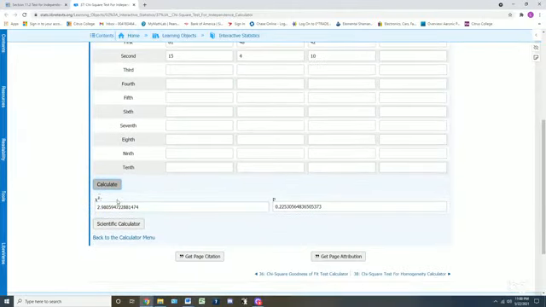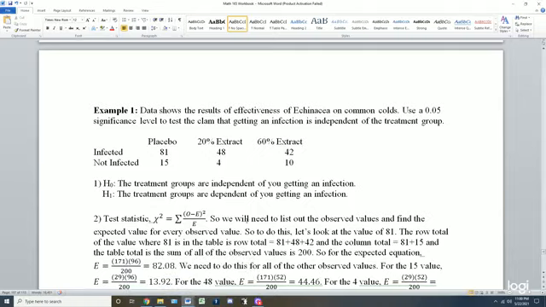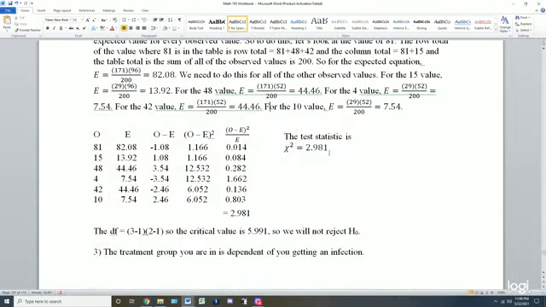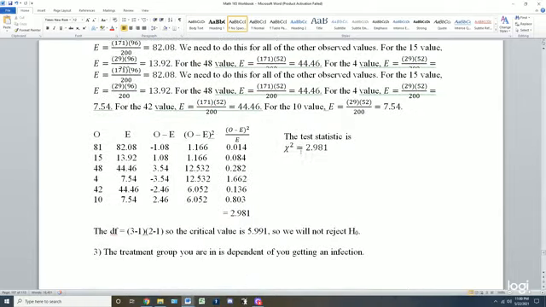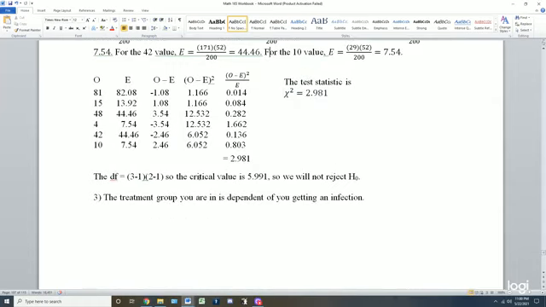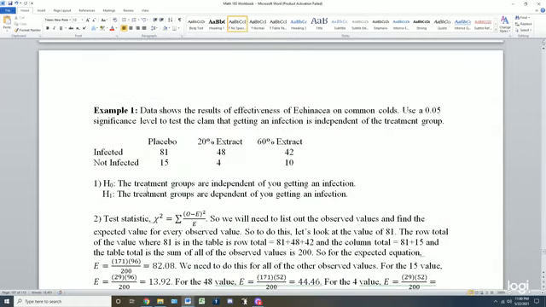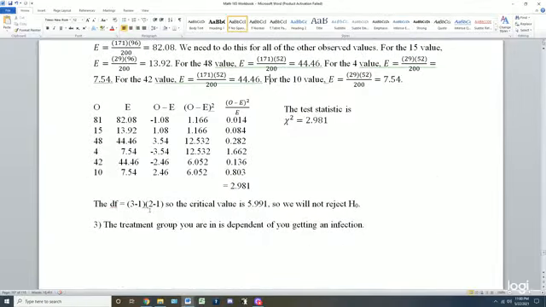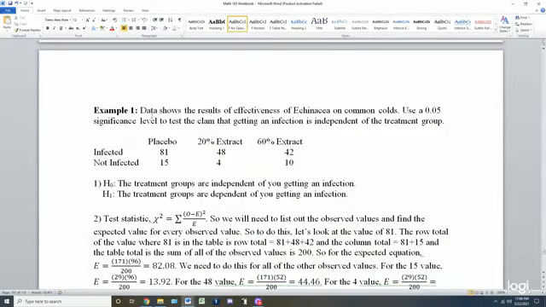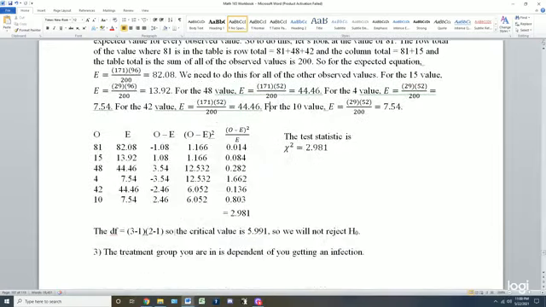There is our chi-squared value, which is identical to what we would get if we did it the old-fashioned way. So that is our test stat. To find our degrees of freedom, how many rows do we have? 2 rows, so that's 2 minus 1. How many columns? 1, 2, 3. So 3 minus 1. This gives you 1 times 2, which is just 2.